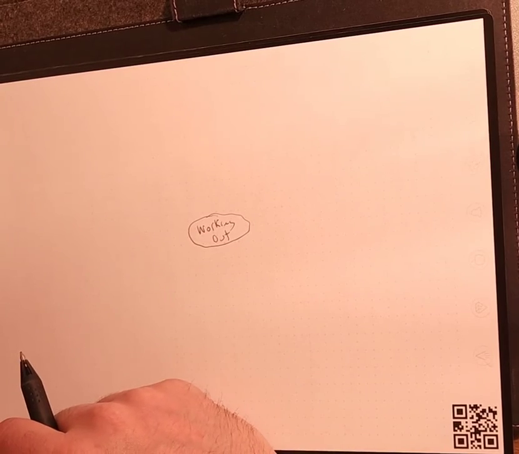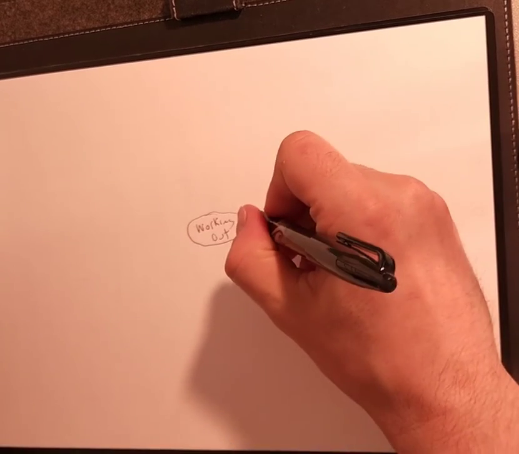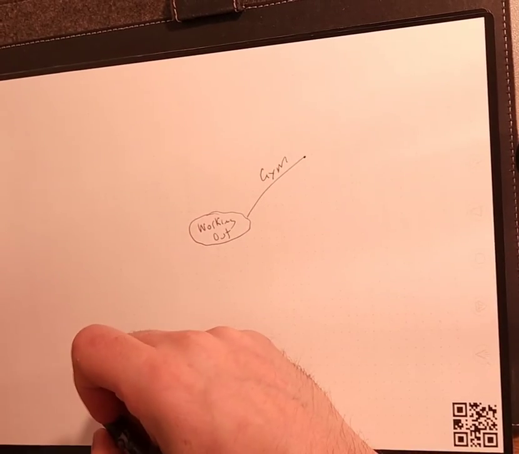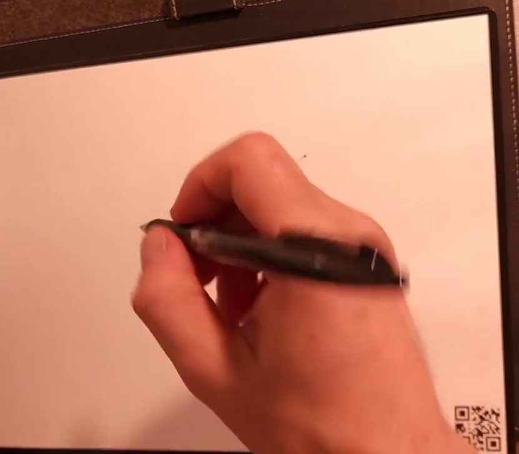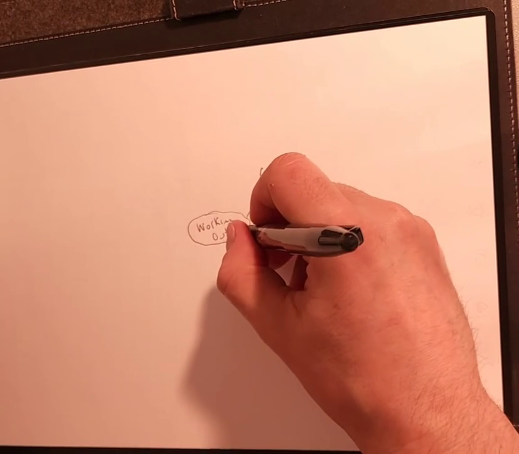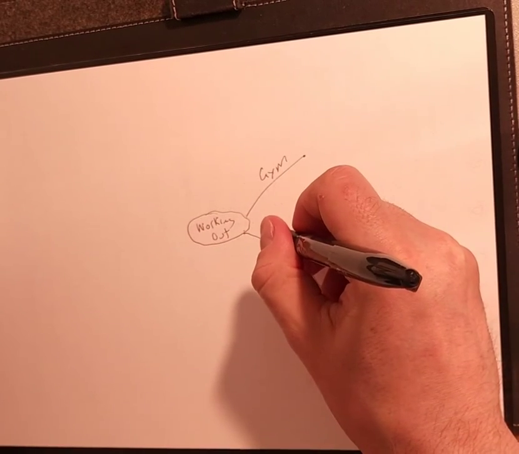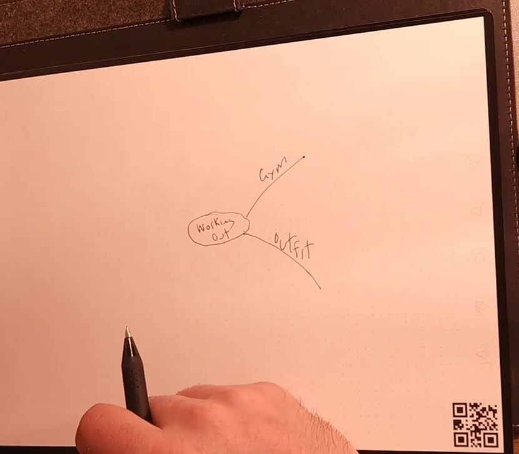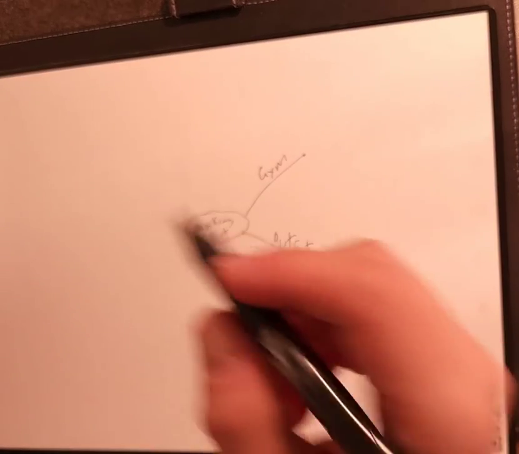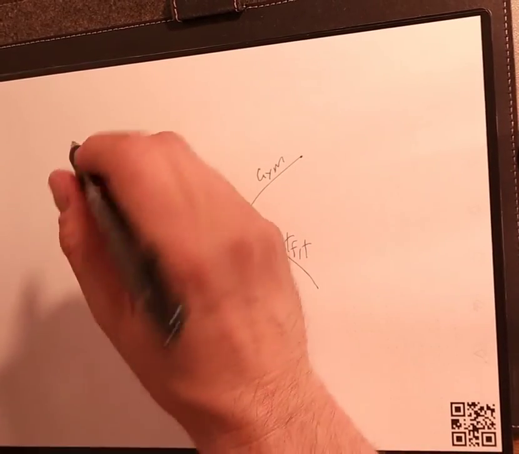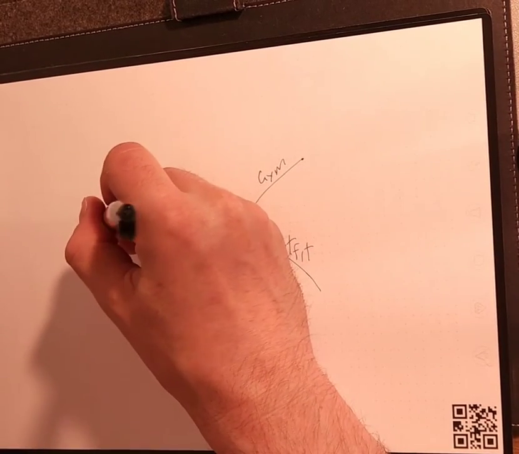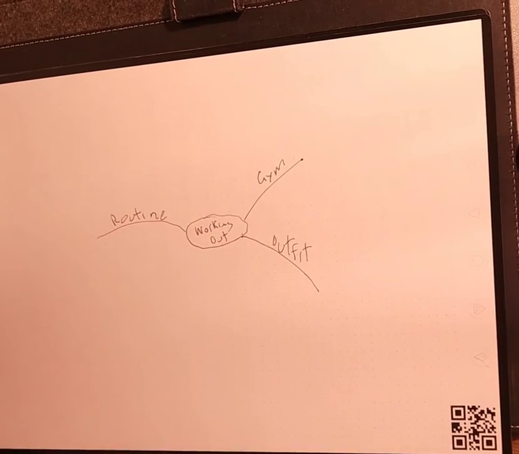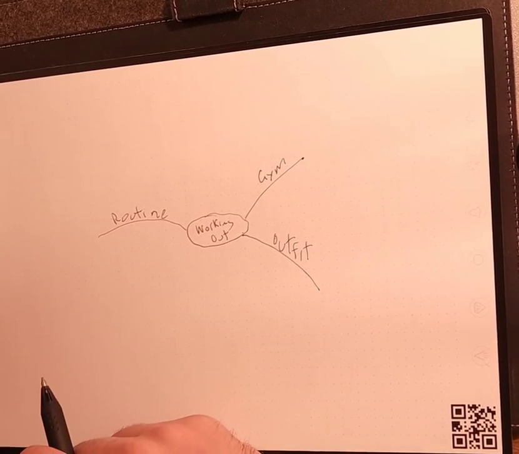Now, what I want to tell you about working out is that you need to choose a gym. So that is one of my major branches. Another major branch is, we'll call it outfit. What do you need to get ready to go to the gym? Another one would actually be the exercise routine. So let's just start with those three.